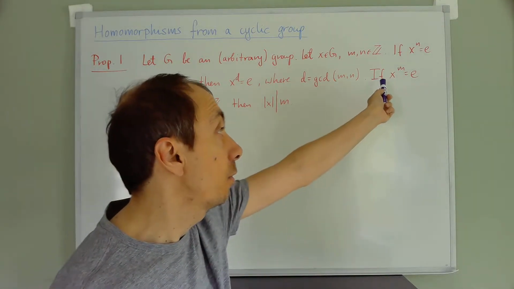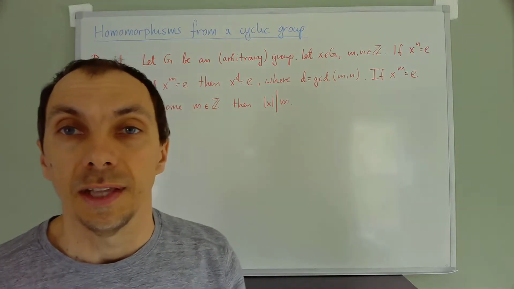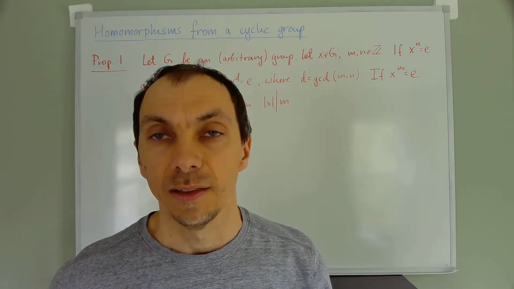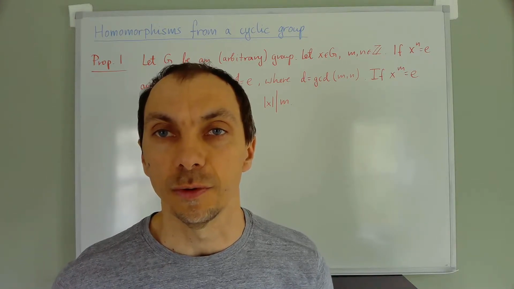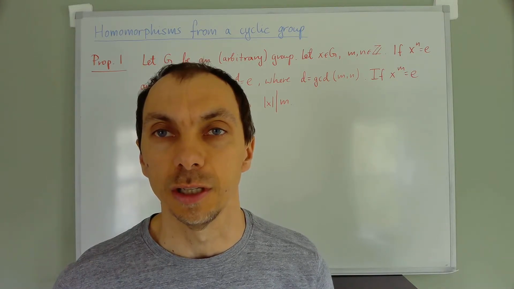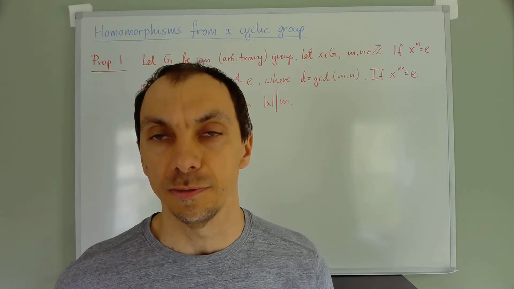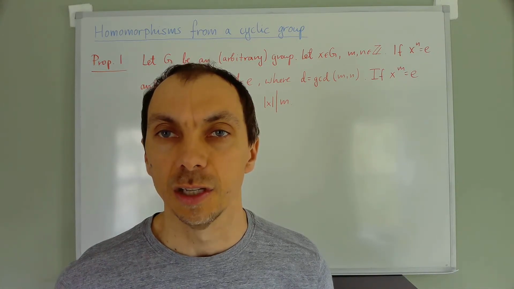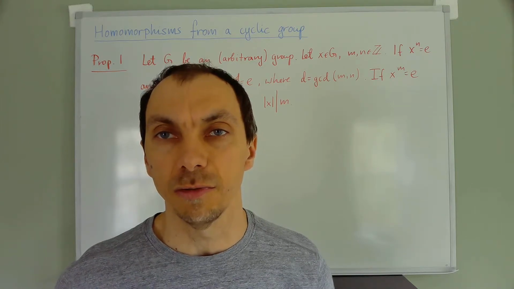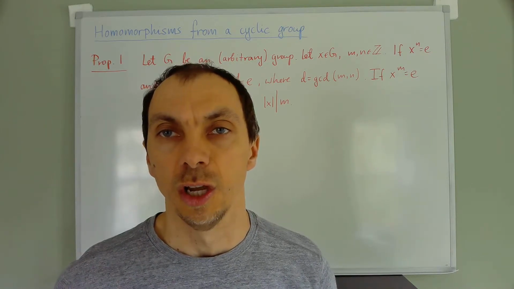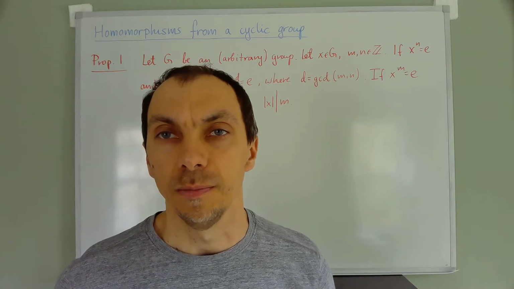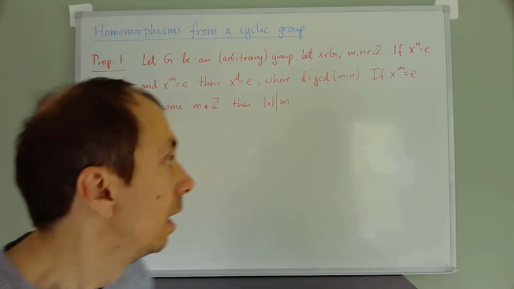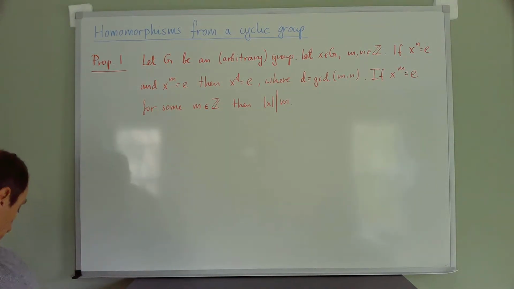So if, for example, we find out that x to the 18 is the identity, then we get possible orders for x from just that information. The possible orders are the divisors of 18. So in particular, 5 cannot be the order of x. It must be the divisors of 18. So 18 or 9 or 6, 2, 3, or 1. Okay, so let's prove this proposition.